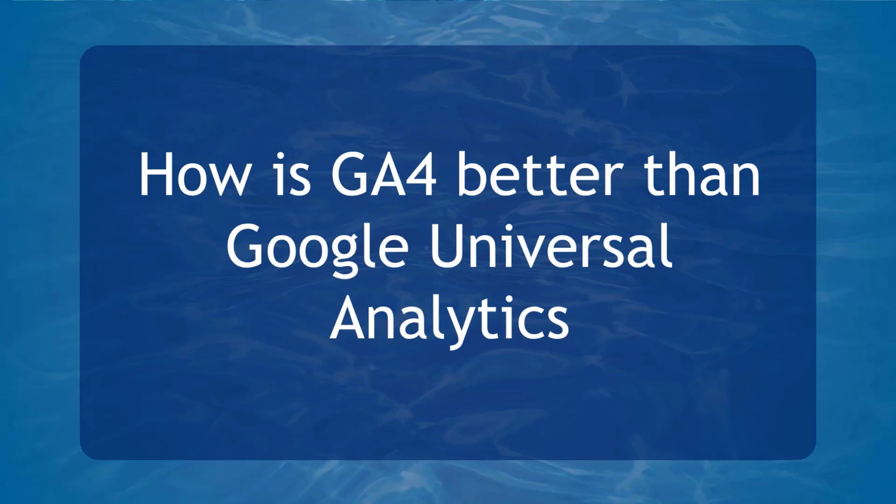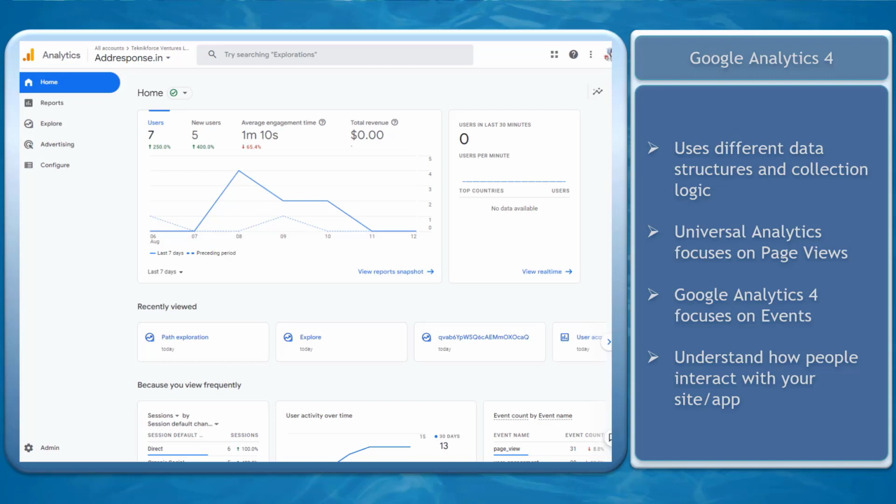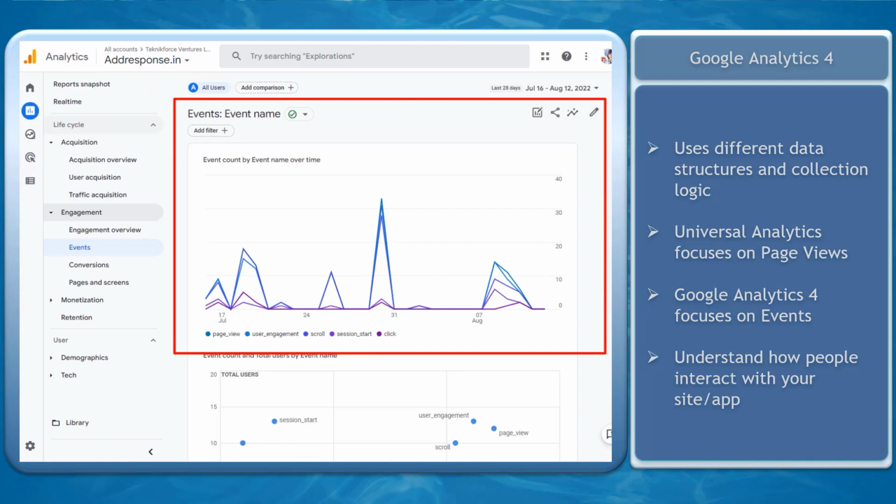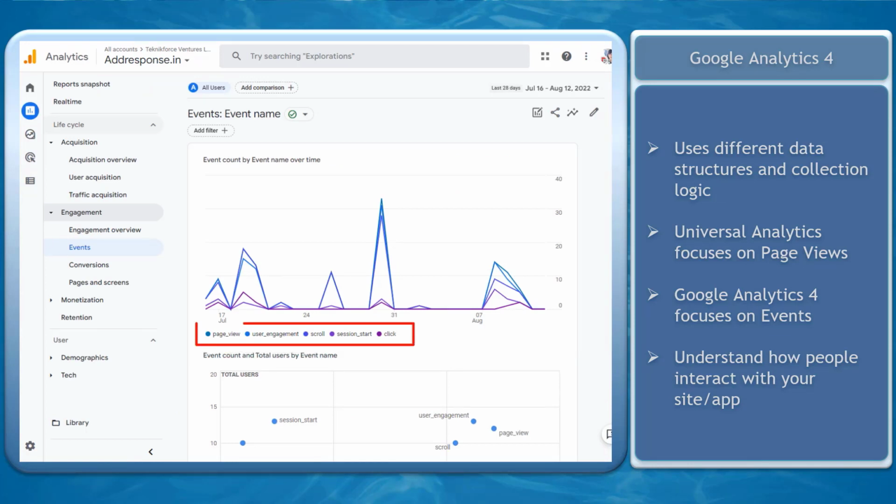Next, let's talk about how GA4 is better than Google Universal Analytics. Google Analytics 4 uses different data structures and collection logic. With Universal Analytics, the metric that stands out is page views, while Google Analytics 4 focuses on events. You won't get generalized insights about your audiences, but you can understand how people interact with your site and your app.